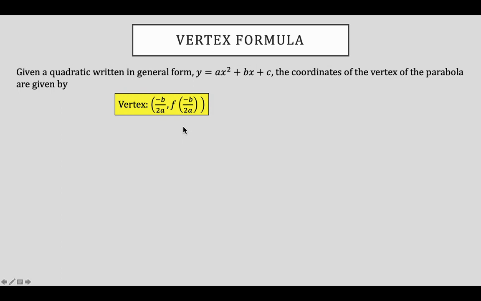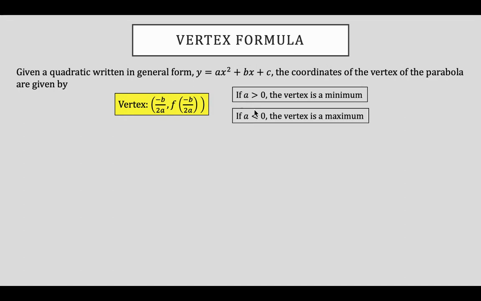Now, one thing to keep in mind here is that if a, that leading coefficient, is greater than 0, that means our parabola opens upward. And if the parabola opens upward, that means the vertex is a minimum. If a is less than 0, that tells us that the vertex is a maximum. That would mean that the parabola would be opening downward.